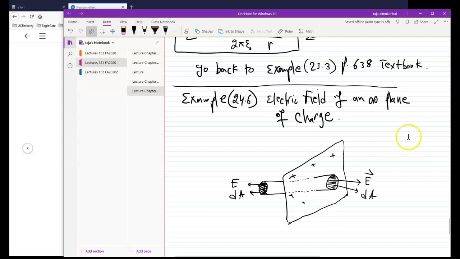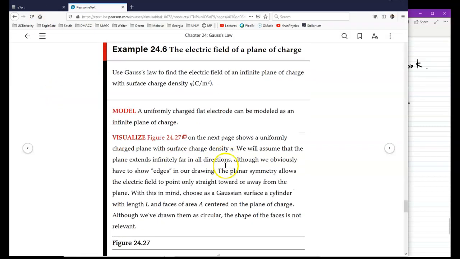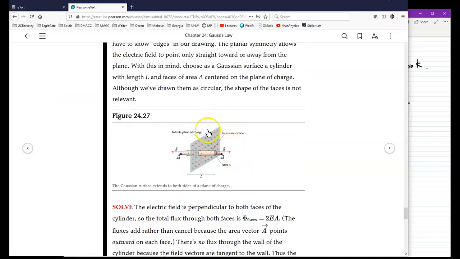Maybe I'll show you how it looks in the book. Maybe the book has a better picture. Here it is, right here. So here you have an infinite sheet. I can't magnify it any more than that. That's funny. So anyway, here is the infinite sheet. And then imagine a cylinder or a pillbox, a Gaussian surface that is. And so here you have the electric field in red and electric field in red. They're both equal. And then you have dA and dA, okay? Like that.